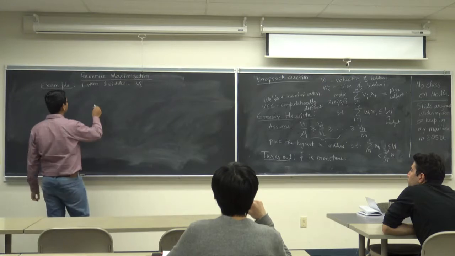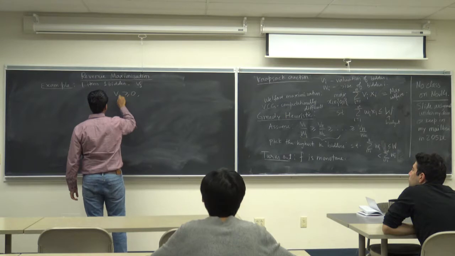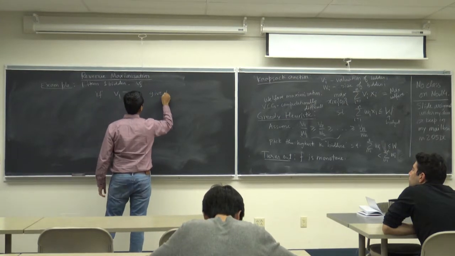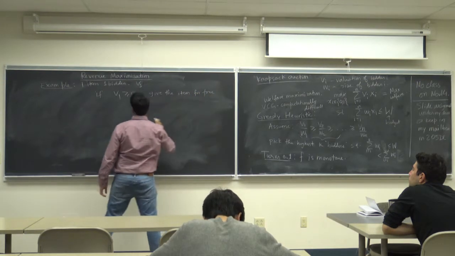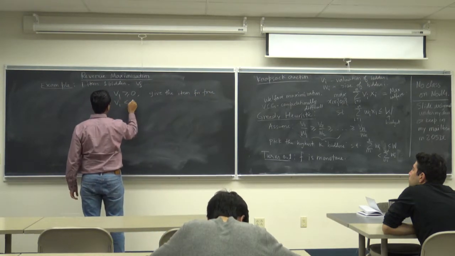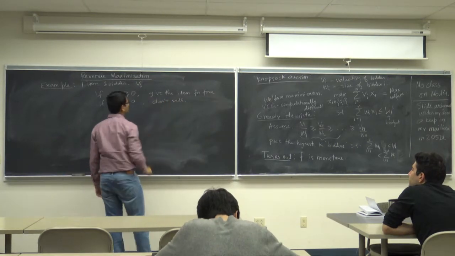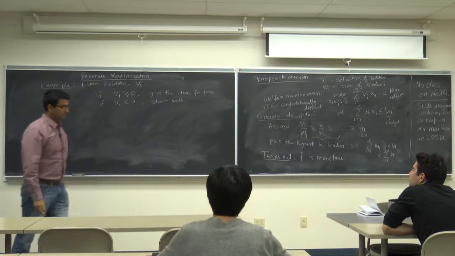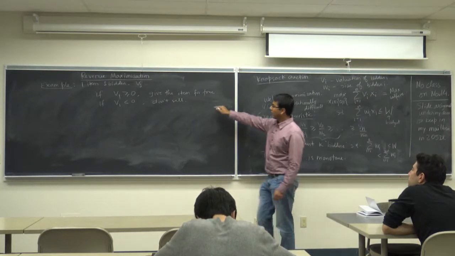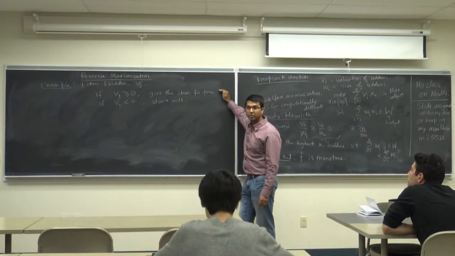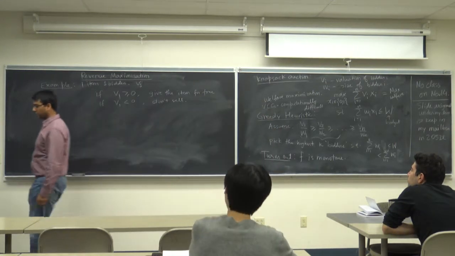Give it to him for free, right? So if v1 is greater than or equal to 0, give the item for free. If v1 is less than 0, don't sell. But then this is not good, right? Because you did social welfare maximization, but what's the revenue? 0.